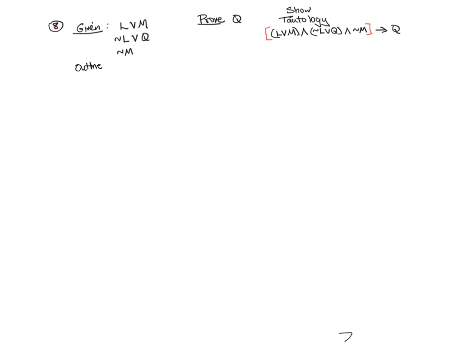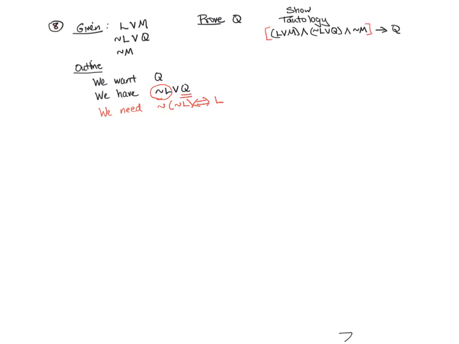Okay, so we'll start with what we want. We want Q. Now, we look for the statement with Q, and the only one that we have is not L or Q. And in order to apply the law of disjunctive inference here, we've got to negate this disjunct to get Q out. So we need the negation of this disjunct, which is logically equivalent to L by the law of double negation.